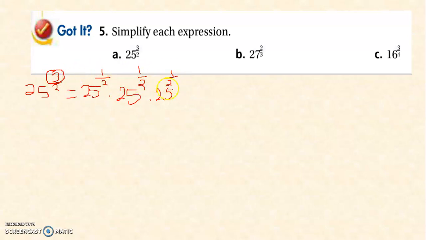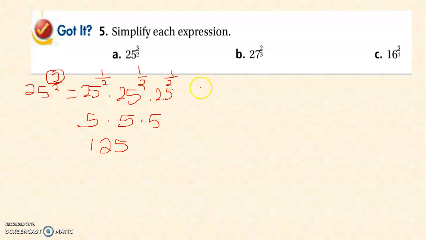Copy the denominator. Again, what is the value of 25 raised to 1 half? That is equal to 5. So what is now 5 times 5? 25 times 5, 125. Can you follow?